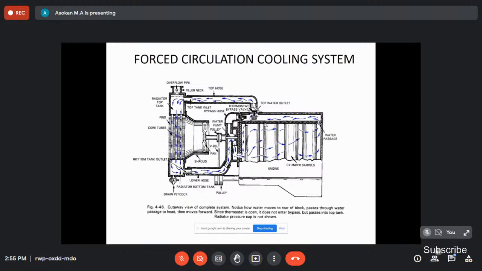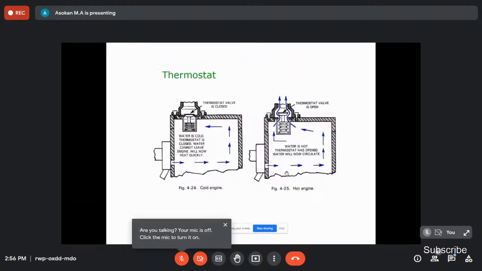So before that there is one thermostat valve located here. So the functional thermostat valve, right? It never allows the low temperature coolant. Once it attains the normal temperature, then only this thermostat valve will open, then this coolant will go to the radiator. So that is the purpose of this type of cooling system. Yeah, this is the thermostat.